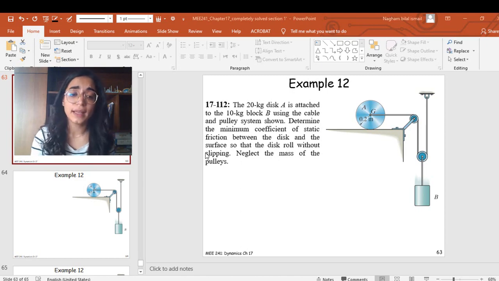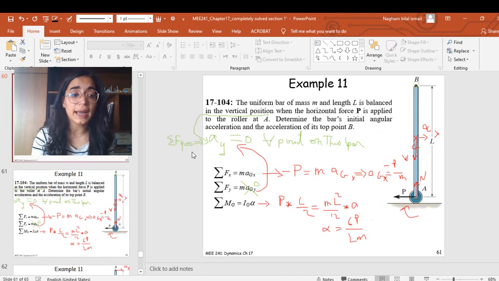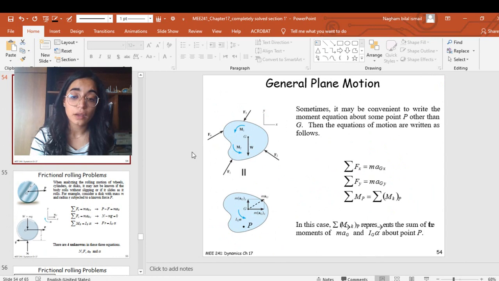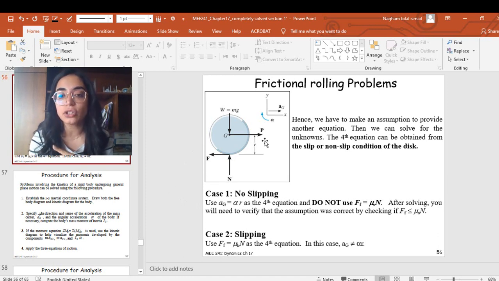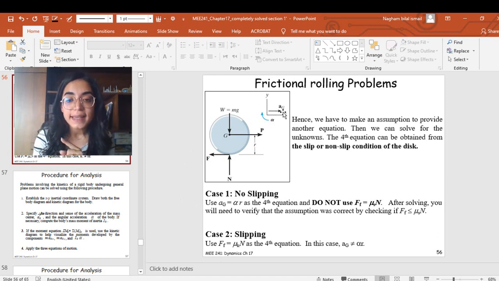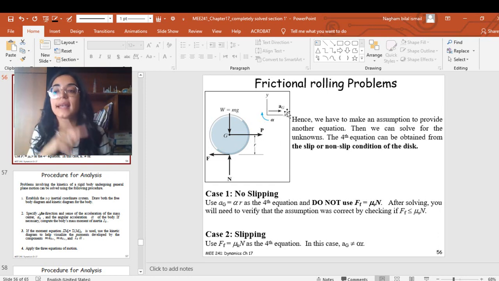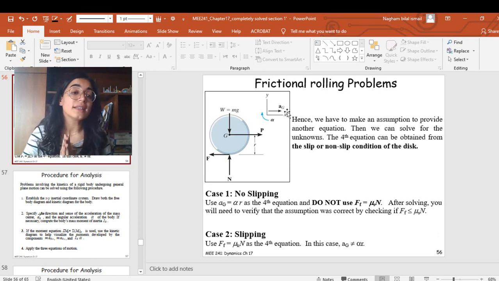Which means, guys, let's go back to the slides where I have the no slipping condition. If there is no slipping condition, the additional equation will be a_G is equal to alpha R. And what is the direction of this a_G? It is to the right if the disk is rolling in clockwise direction. All right? So, guys, I have here a lot of equations. I'm going to repeat them.